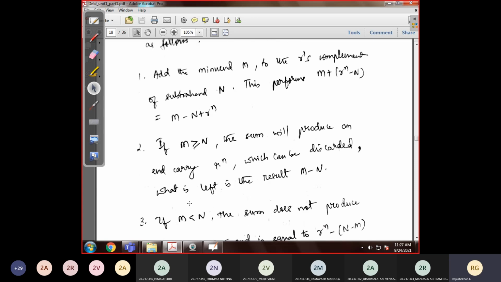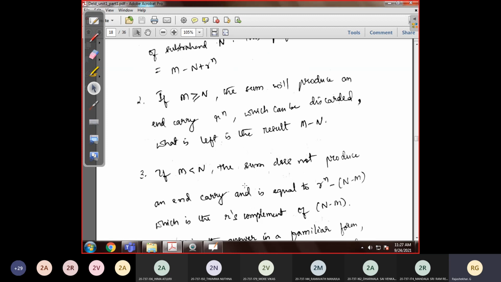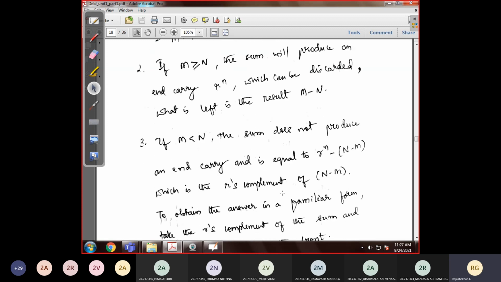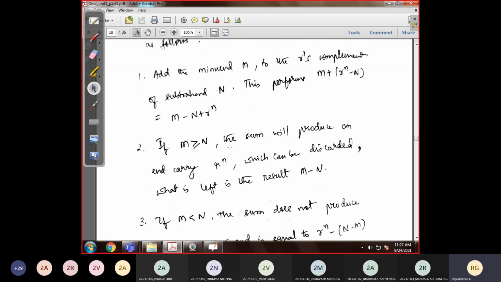Now, if there is no carry generated, the second step is illustrating what you have to do whenever there is a carry generated. Okay, so whenever there is a carry generated, just discard the carry, and whatever is left, that is the answer for the operation. And if an end carry is not generated, in that case, the actual answer will be the negative of the r's complement of the given result. In that case, if there is no end carry generated, the actual answer will be the negative of the r's complement of the result of the operation. Okay, so this is the procedure.